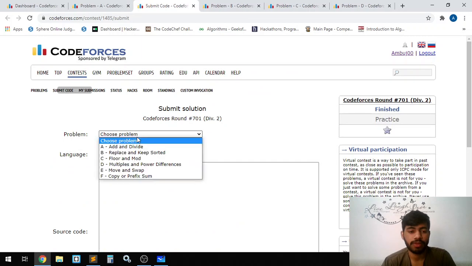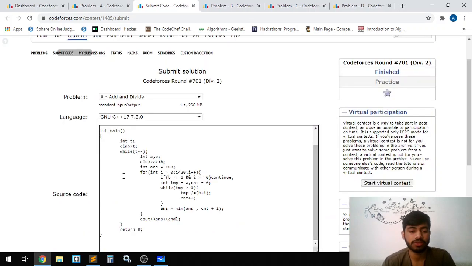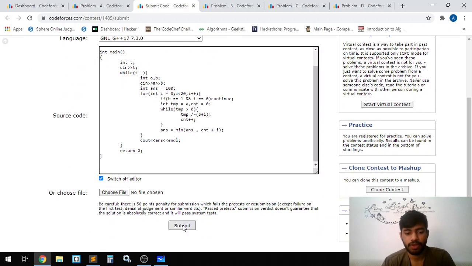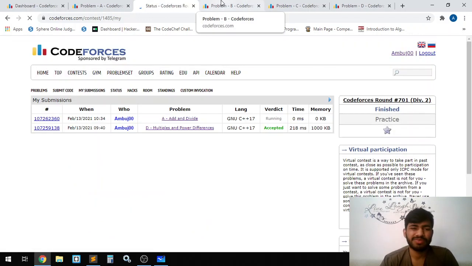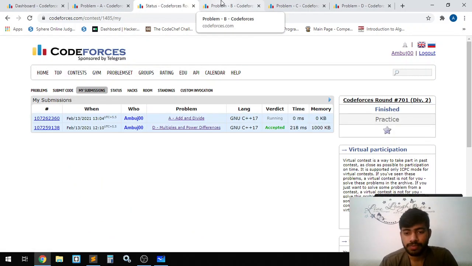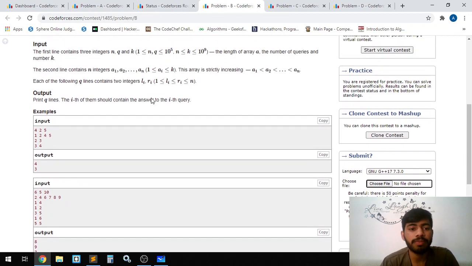Submit problem A, just for checking that the solution is right. It must be correct because I have already solved it. Okay, so now move to problem number B.